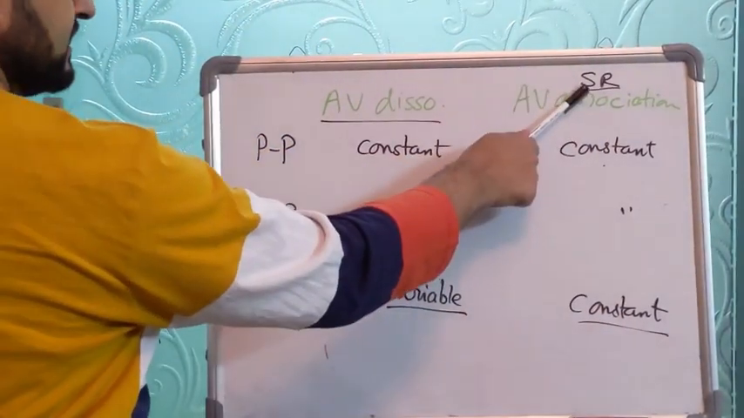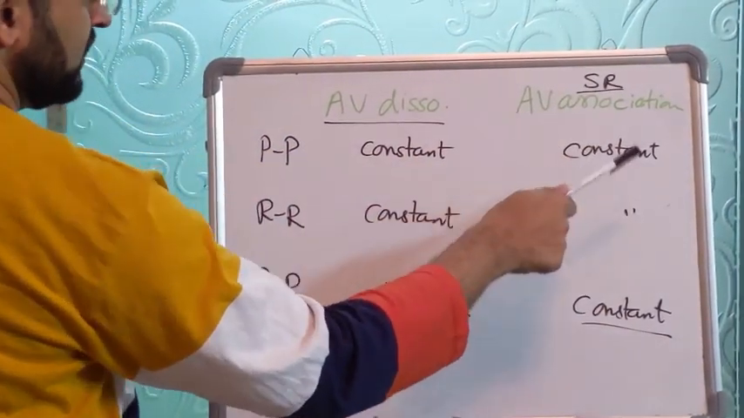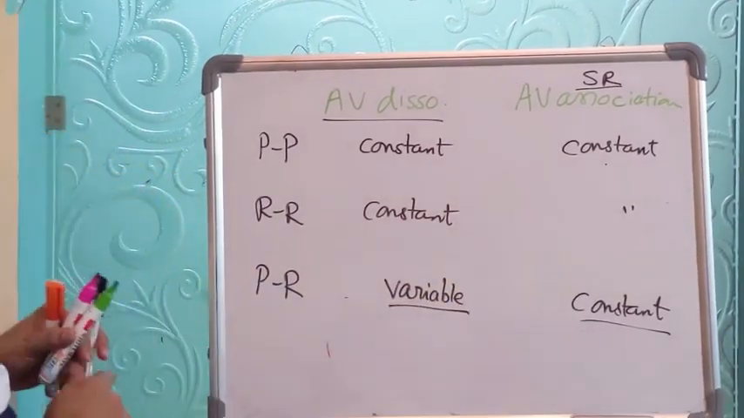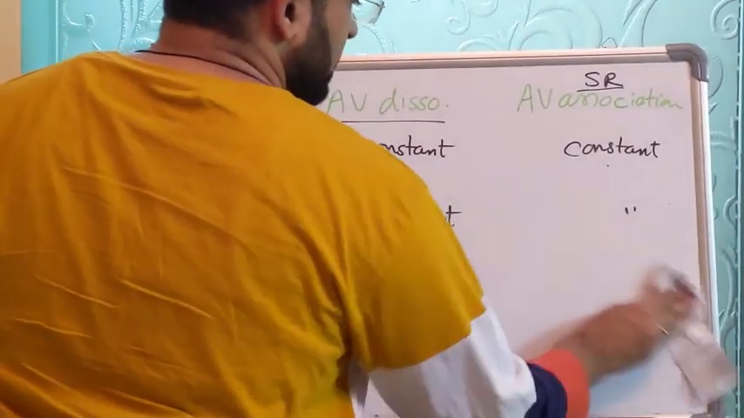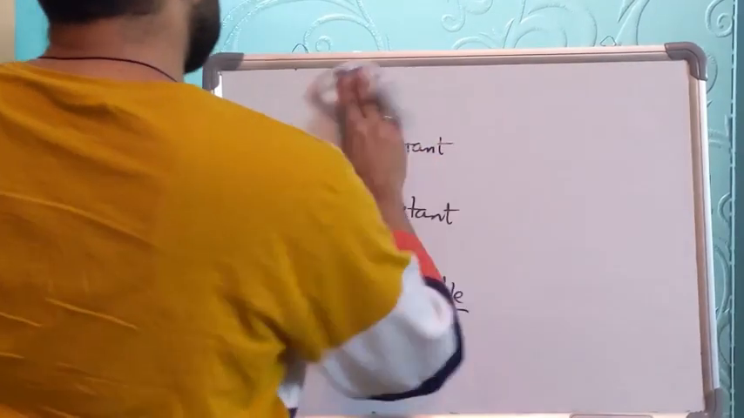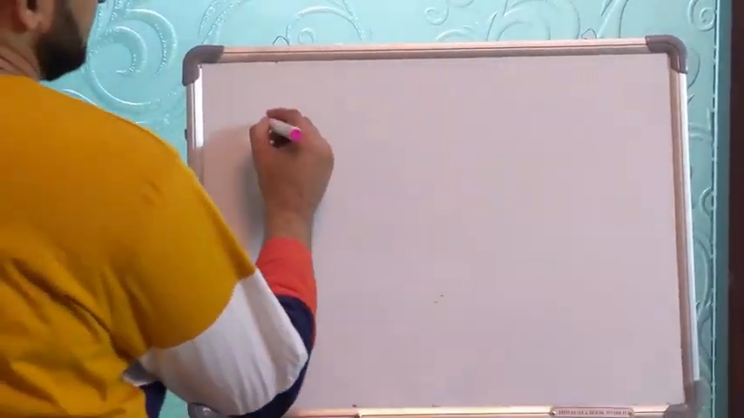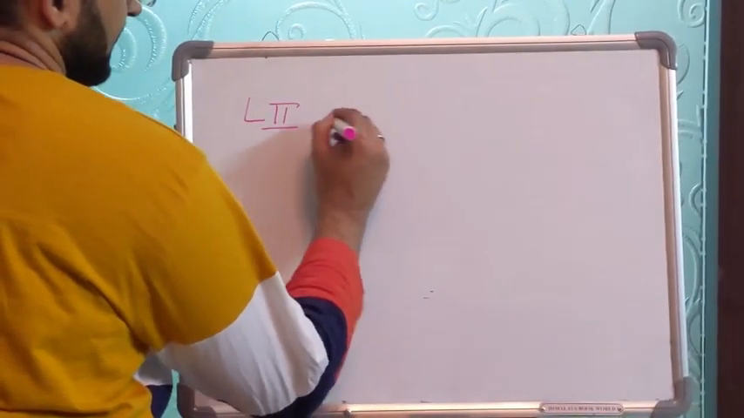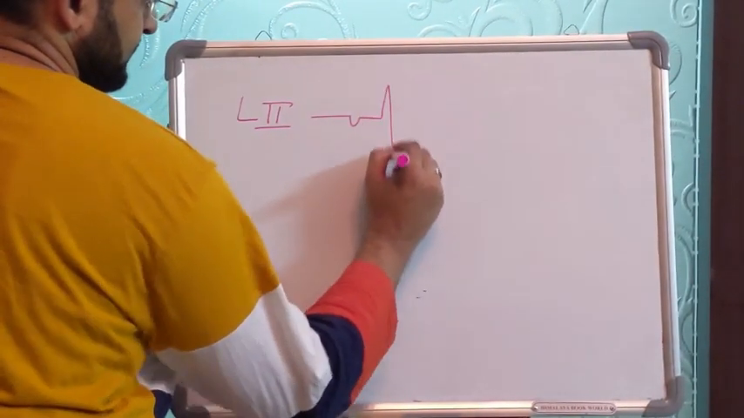So to say it is sinus rhythm, we should have a constant PP, a constant RR and a constant PR interval. Now, there is another catch over here. Suppose you have lead 2 and you are seeing this.